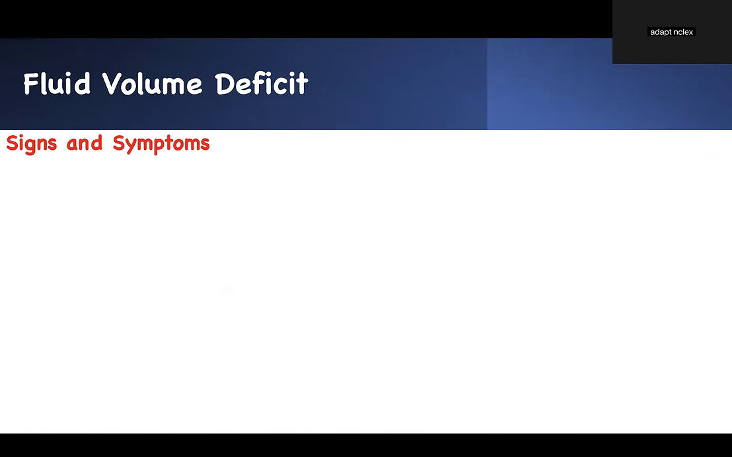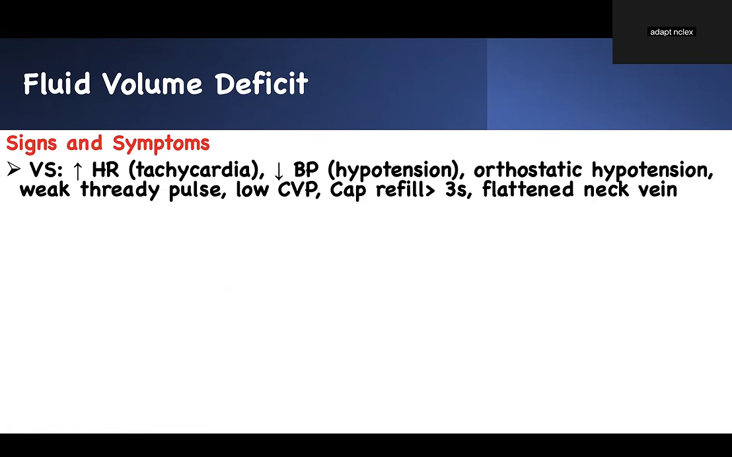Pay attention to specific systems. The most common is the cardiac system. That's what they're going to ask you. And the cardiac system shows up with tachycardia. Your heart rate goes up because you want more fluid. Why? Because your cardiac output is going to decrease. Remember, cardiac output is equal to stroke volume times heart rate. If you don't have enough fluid, your stroke volume goes down. In order to maintain your cardiac output, you have to increase your heart rate.